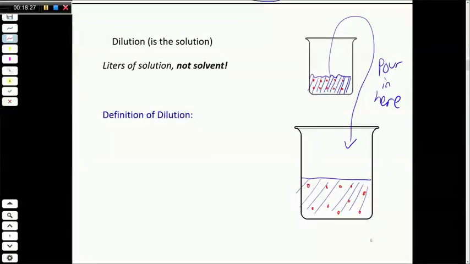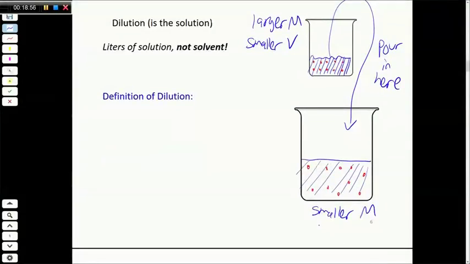Alright, so still 10 solute molecules as I've drawn it, but now in a much larger volume. So up here we have a solution that has a larger molarity, more moles per liter, and a smaller volume. And then down here we end up with a solution that has a smaller molarity. Solute molecules are more dilute, more spread out, and it has a larger volume.